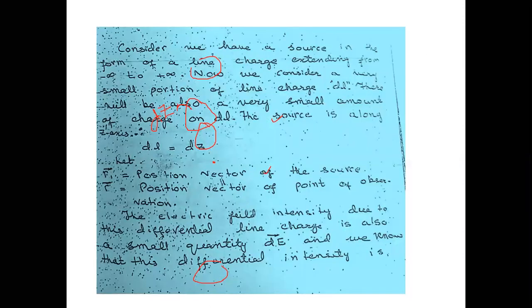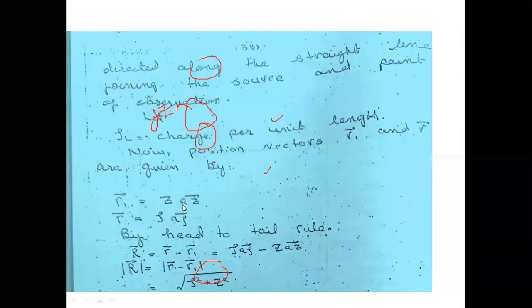Now as I have told you that the charges are distributed along the z direction, so the dl, which is the small length of the line charges, will now be considered a real value, that is the dz. Okay, r1 is the position vector of the source, and I have discussed this. So now r1 is along the z-axis while r is along the rho. Okay, you can see from the figure.